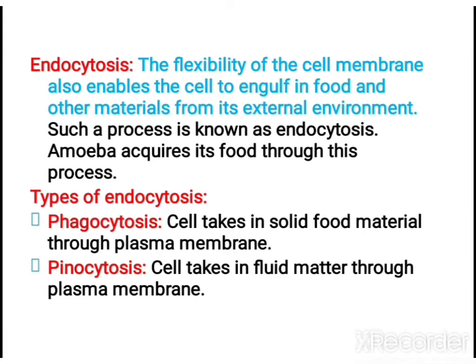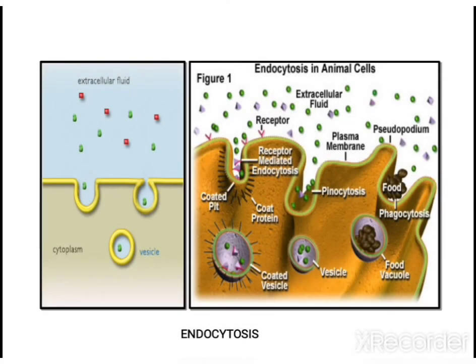There are two types of endocytosis. One is phagocytosis, the other is pinocytosis. By means of phagocytosis, solid food materials are taken inside. In pinocytosis, the liquid food matter, that is fluid matter, is taken inside. So here, can you see the endocytosis? By forming a small structure, the substance is taken inside. This you call endocytosis. Endo means going inside.